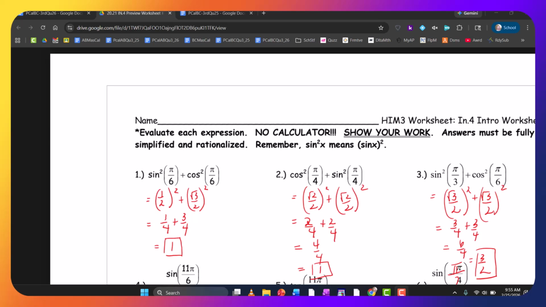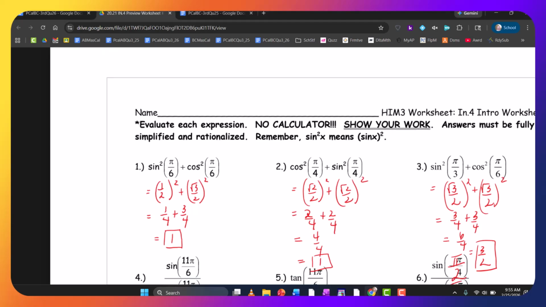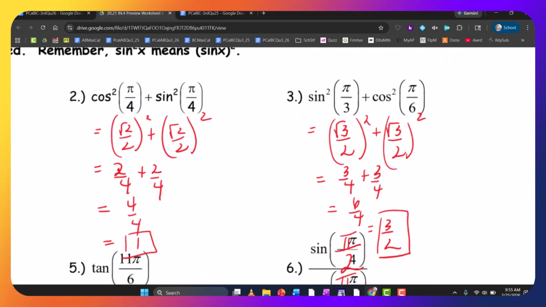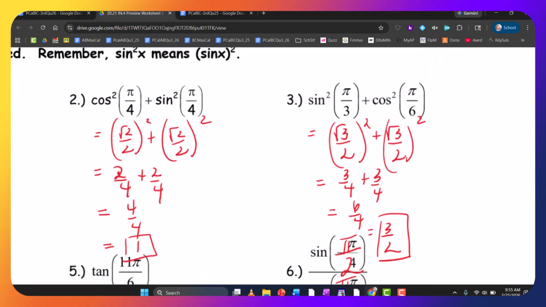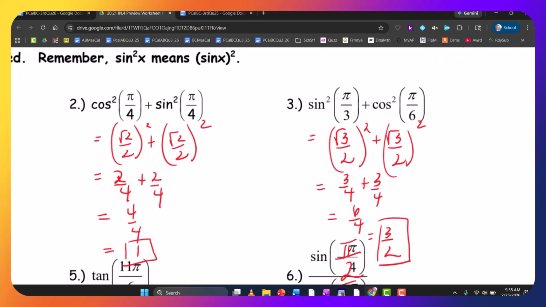The other notes in my hand, compare answers 1 through 3. Well, 3 would have been nice if these were both pi over 3's. Cosine of pi over 3 is 1/2, and then we would have got 1. So when you switch the angles, that doesn't end up being an identity.